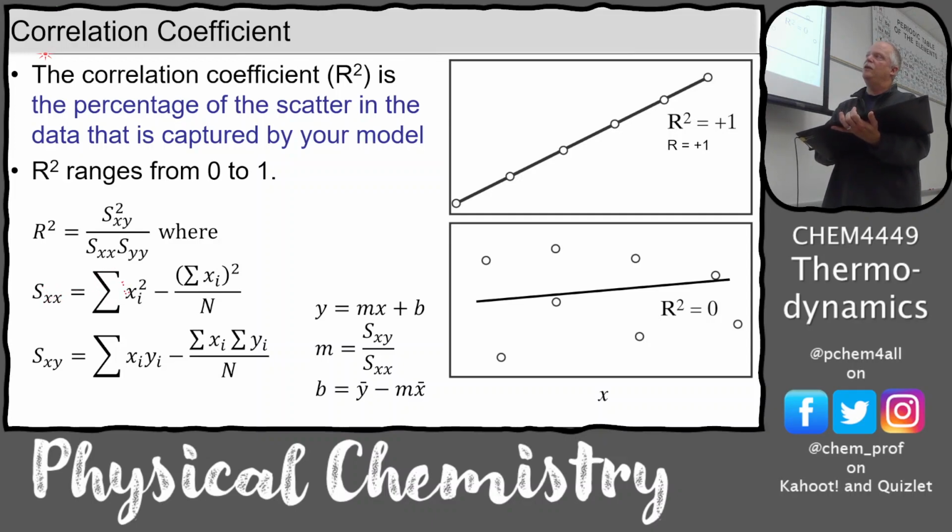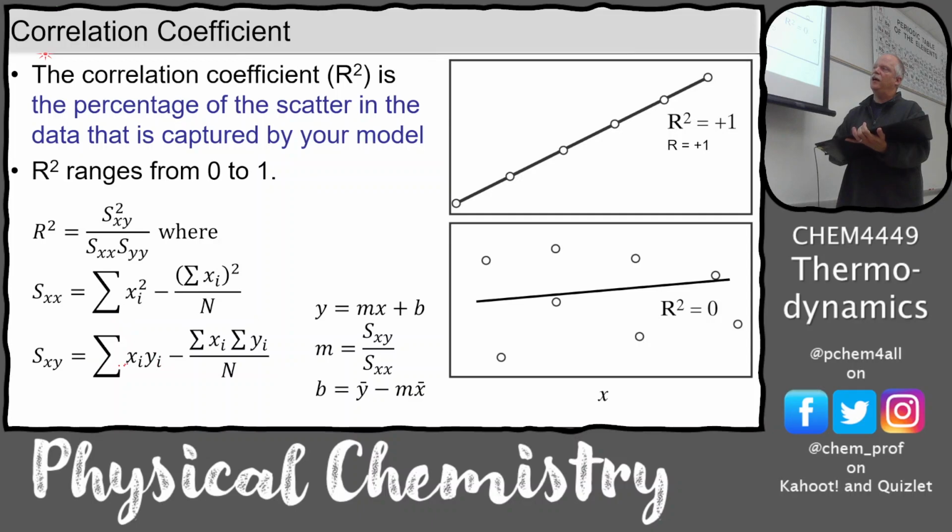So this is the sum of all of the individual x data points squared minus the sum you sum them together before you square them. Look at the parentheses. So here you add all of those x values together, and then you square them and divide by the number of data points. Okay. And so that's the SXX value.